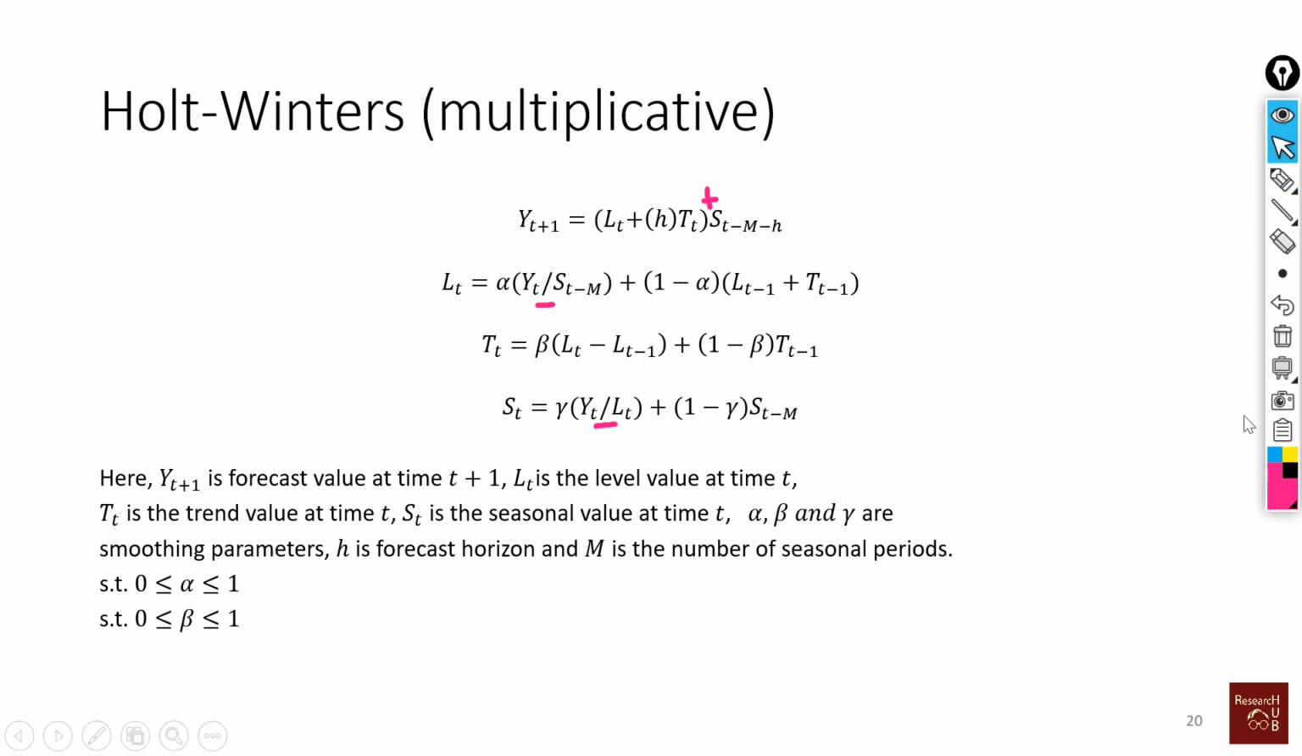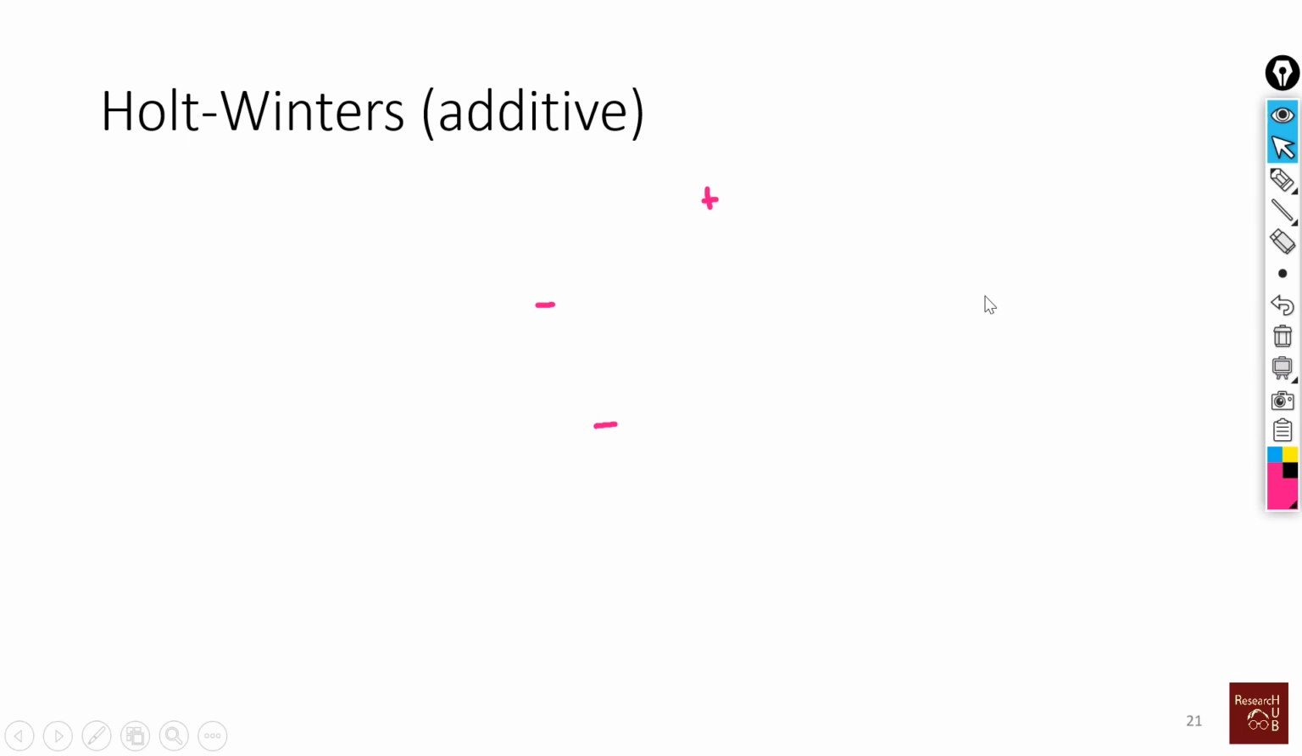So let's have a look. Now I'm going for the additive model. Here you can see that we use plus instead of the multiplication term for the seasonal component. We just add it to our L and T. And here you see when we take it from L_t, then we use minus instead of the division.